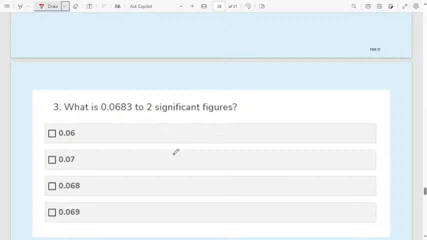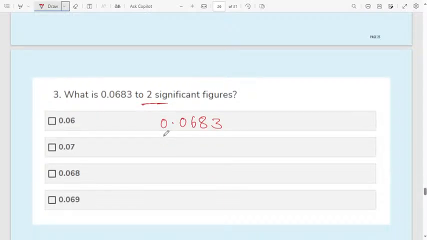What is 0.0683? This one you have to round off to two significant figures. These two are initial zeros. Initial zeros are never significant. Therefore 0.068. The next number is 3, and 3 is less than 5, so we can't move to the next number. Here only these two are significant, two significant figures. Therefore the correct answer is 0.068.